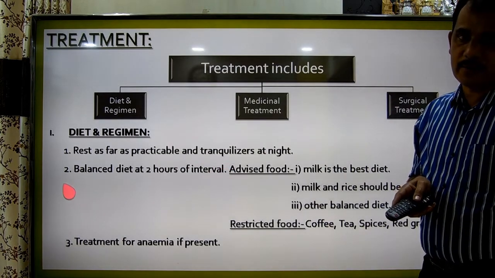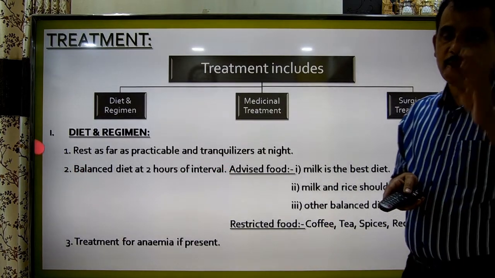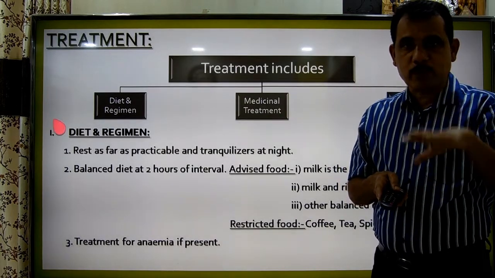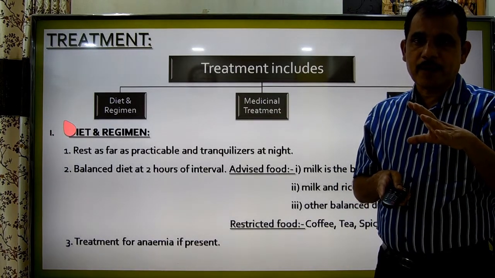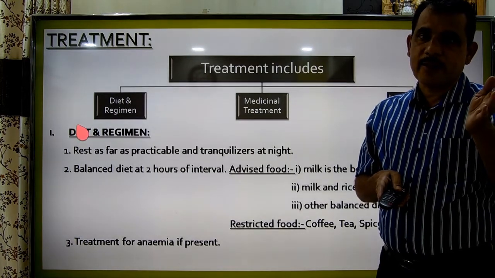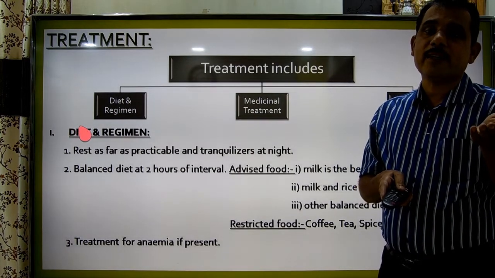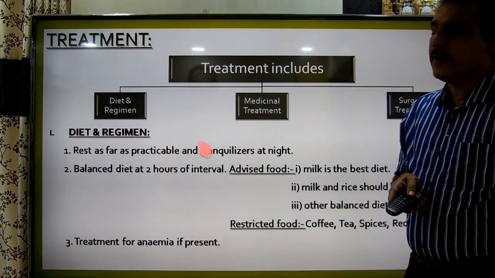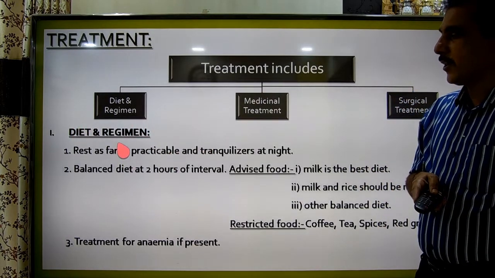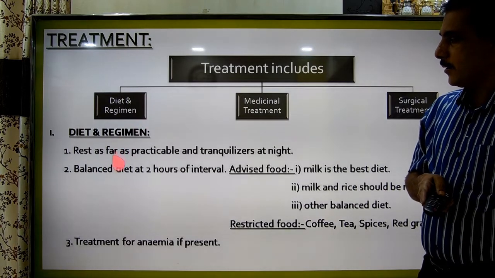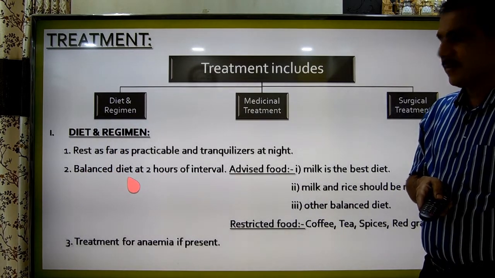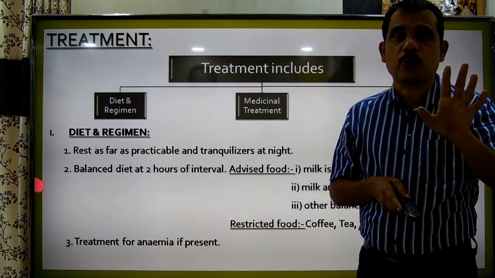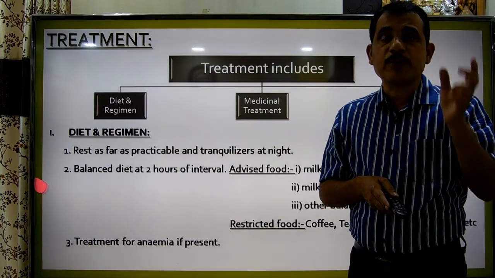Rest will cool the mind and reduce the stress, so as much as practicable, rest should be taken. Second, tranquilizers at night to give you sound sleep. If the patient gets good sleep, it will reduce the acid secretion and thus the risk of ulcers. Then a balanced diet should be given to the patient. Diet plays a very important role in the management of peptic ulcer.